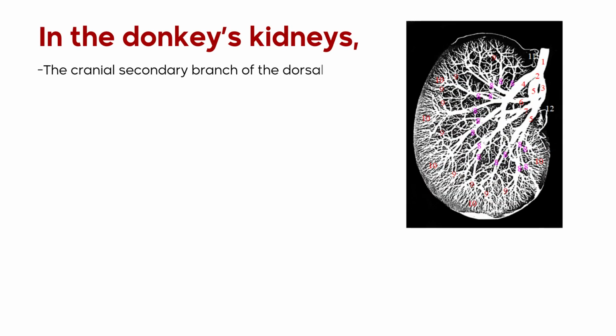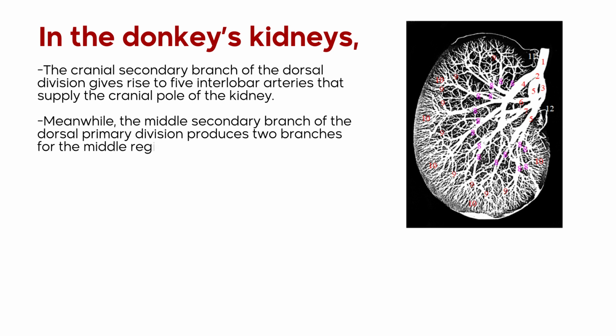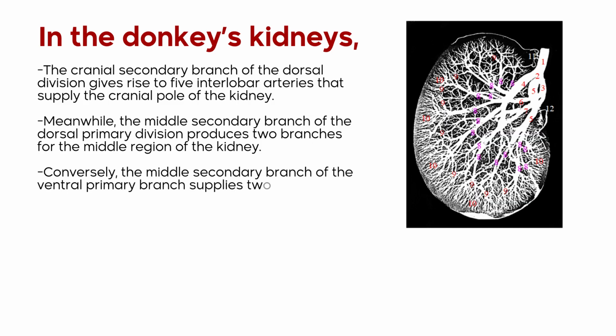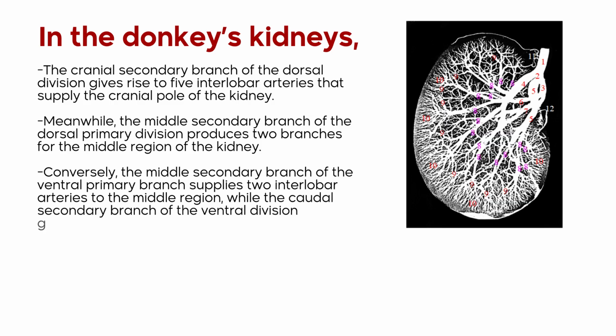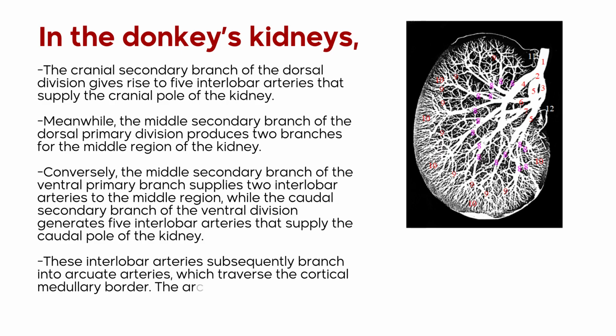9. The cranial secondary branch of the dorsal division gives rise to 5 interlobar arteries that supply the cranial pole of the kidney. Meanwhile, the middle secondary branch of the dorsal primary division produces 2 branches for the middle region of the kidney. Conversely, the middle secondary branch of the ventral primary branch supplies 2 interlobar arteries to the middle region, while the caudal secondary branch of the ventral division generates 5 interlobar arteries that supply the caudal pole of the kidney. These interlobar arteries subsequently branch into arcuate arteries, which traverse the corticomedullary border.